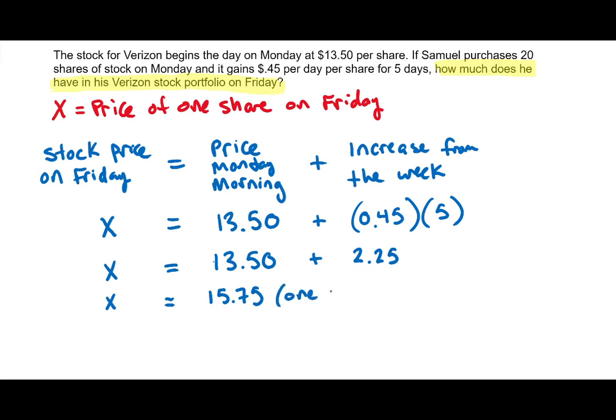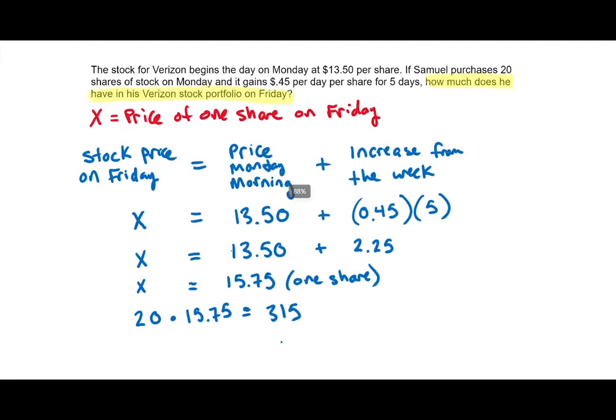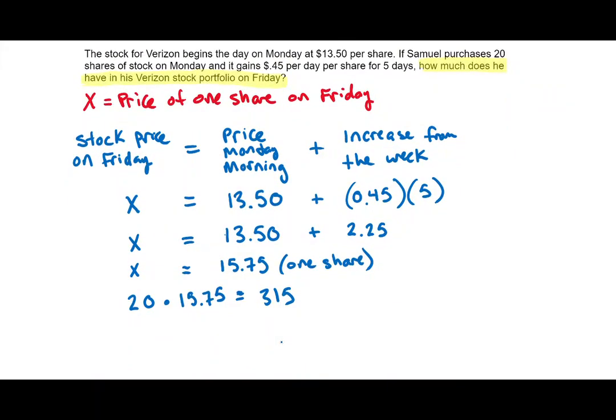So let's write that, one share. And so we're going to take that $15.75, multiply that by 20. Times 1575. Again, this is just a task for the calculator. If we multiply 20 times 1575, you should get 315. So let's make a little bit more room here. All right, and there's our answer.